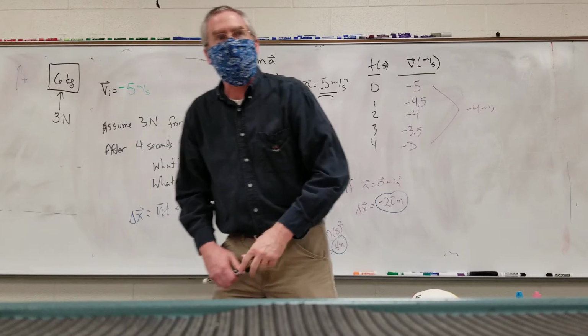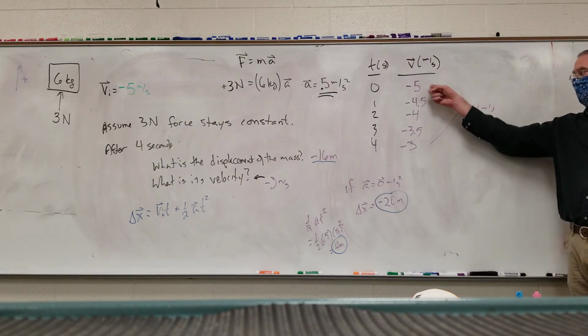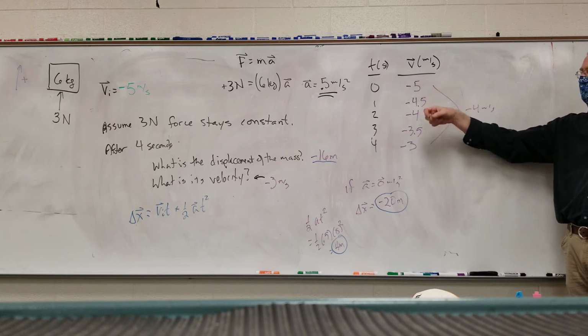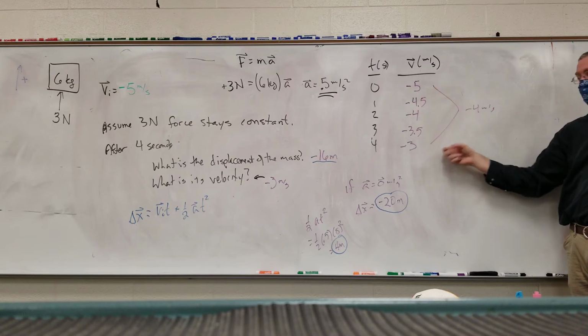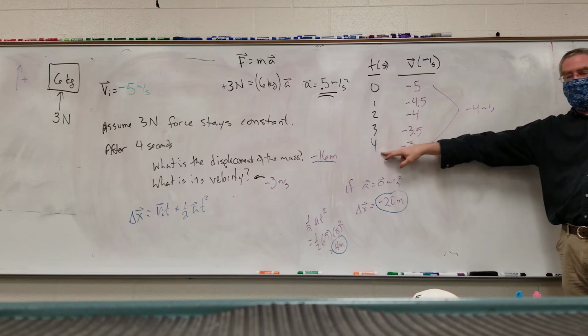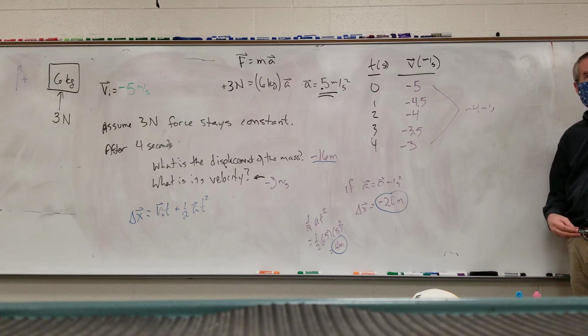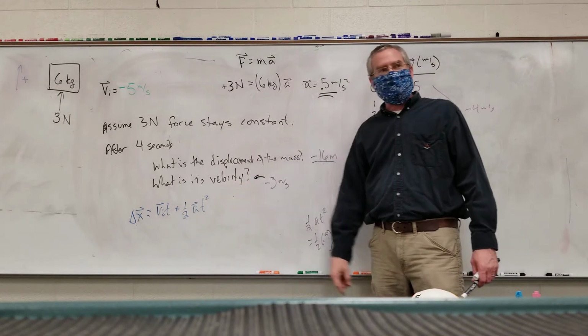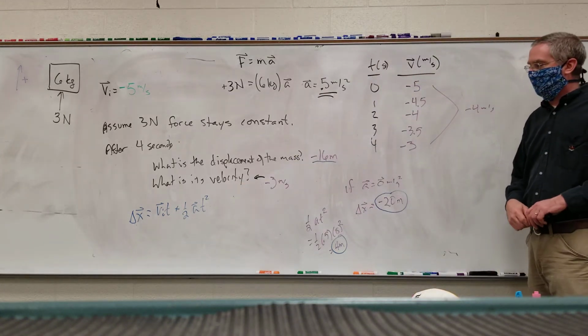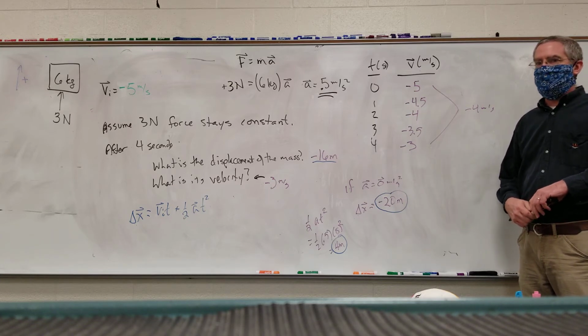I'm sorry, how did you get the -16 meters for the displacement? Originally based on the average velocity, the average of -5 and -3 is -4. So on average it's traveling -4 meters per second for 4 seconds. Okay, so you multiply. Or just plug into that equation. Other questions?